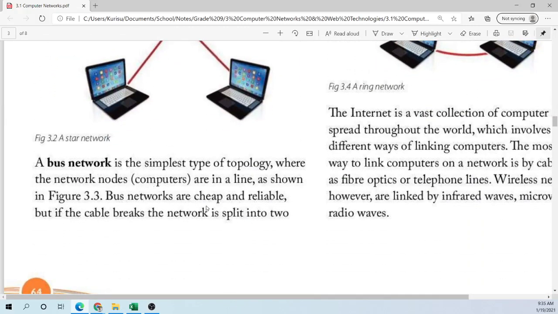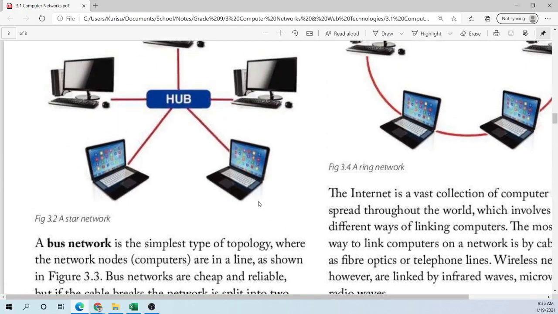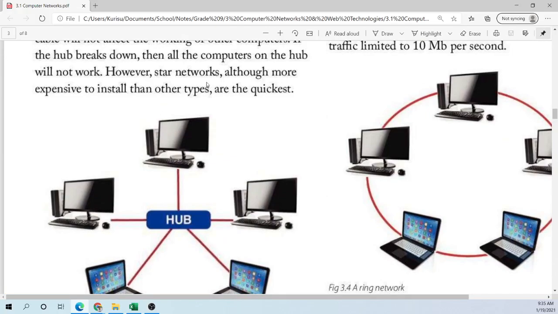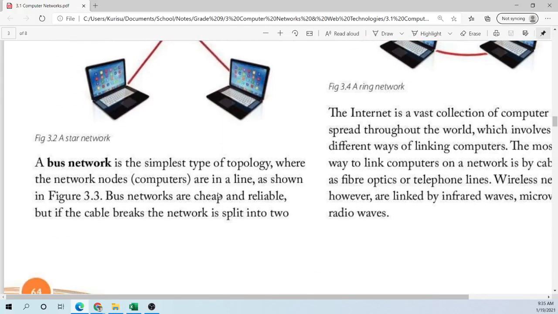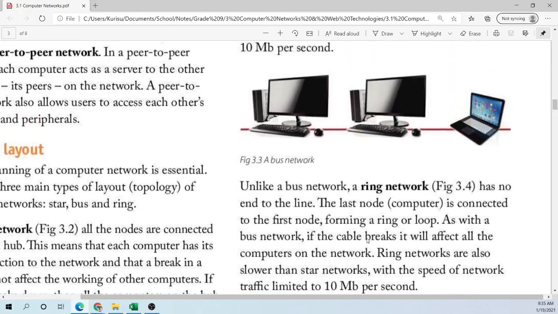Now the bus network is cheap, it is reliable, so that's an advantage there. It's cheaper to set up than the star network because it's one cable. You don't have to buy a cable for each device on the network. But the disadvantage is that if that cable breaks, you will split the network.